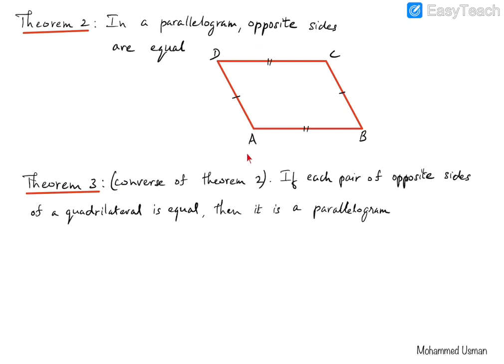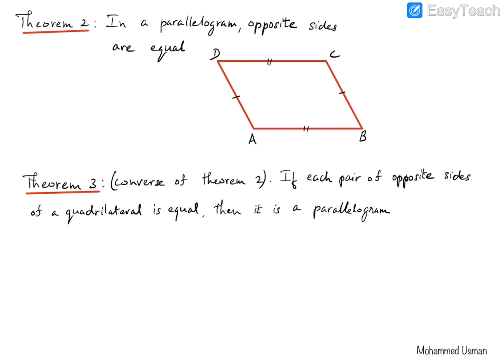The converse of theorem 2 is called theorem number 3, and as you know, the converse of a theorem means whatever is the given becomes the result, and whatever is the result becomes the given. So in theorem 2 it says in a parallelogram opposite sides are equal, but the converse is if the pair of opposite sides in a quadrilateral is equal, then it is a parallelogram. So if the opposite sides of a quadrilateral have equal length, then the quadrilateral becomes a parallelogram.